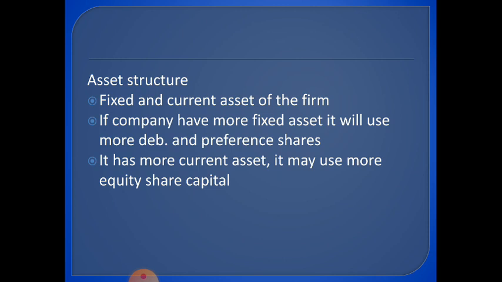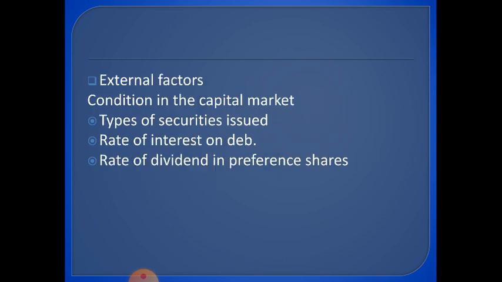It tells about the total current asset and fixed asset of the company. If the fixed asset is more, they can use debt and preference capital. If the current asset is more, they can use more equity capital for capital raising. Students, these are the important internal factors which affect capital structure planning. So let's see what the external factors of capital structure planning are.